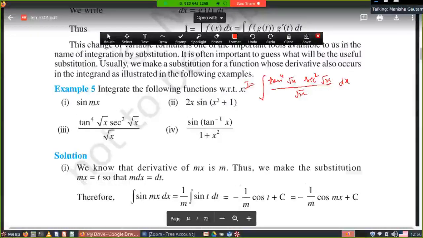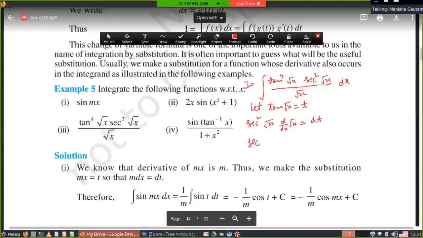Now let tangent of root x is equal to t. Now just differentiate it, you will find the derivative of the function in the question. The derivative of tangent x is secant square x. But it is not x, so we need the derivative of root x again, and dt here.